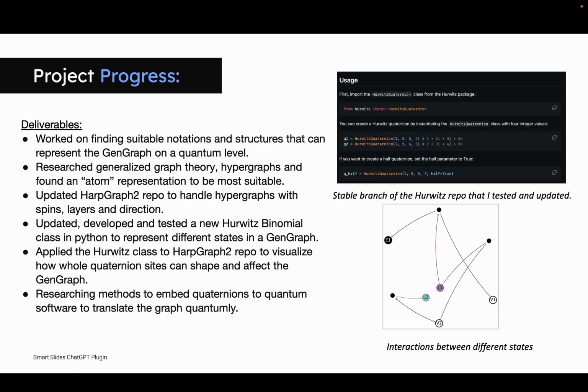And then finally researching methods to embed quaternions to quantum software to translate the graph quantumly, which is what I'm currently working on. Here's an output of the quaternion interactions, showing how an interaction can possibly go from a layer to an edge, and then also connect to another vertex. So it just shows the multitude of different interactions and things you can add by inputting Hurwitz quaternions.